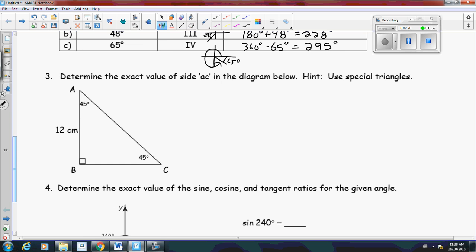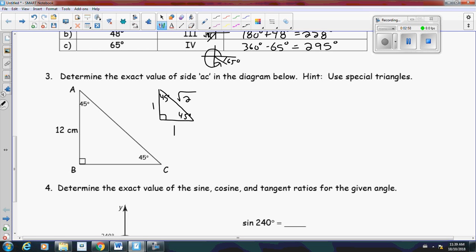3, determine the exact value of side AC in the diagram below. Hint, use special triangles. So a triangle here that has 45 degrees and 45 degrees. Those two sides are equal to 1. Using Pythagorean theorem then, 1 squared plus 1 squared and square root it, you get that the hypotenuse must be root 2. So to determine the exact value of side AC, we are going to use our special triangle here along with this triangle.